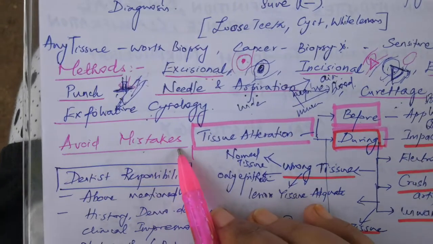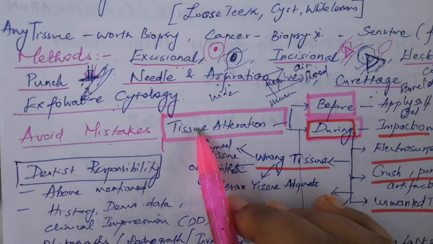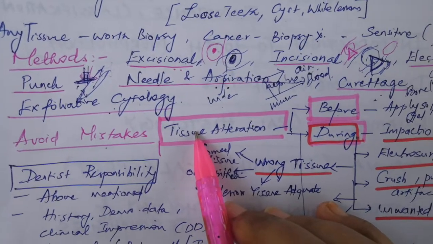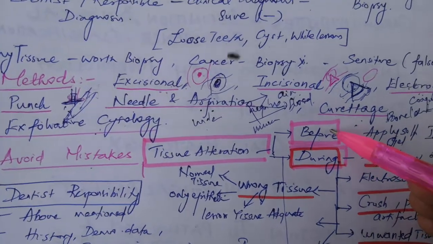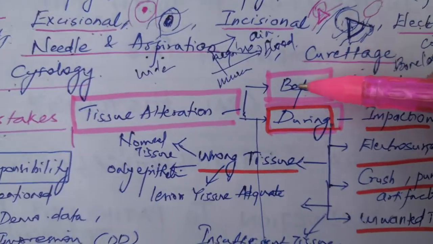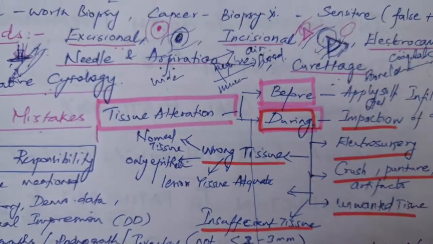While making mistakes, it is going to alter the tissue. The tissue should be as such, okay? If you are not transferring immediately to the formalin, most of the mistakes we can split into 3 stages: before the biopsy, during the biopsy, and after the biopsy. What are the mistakes?